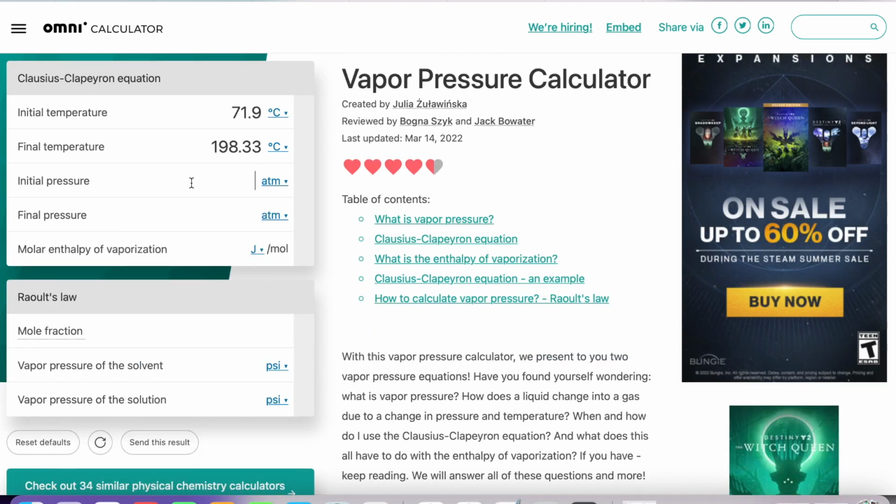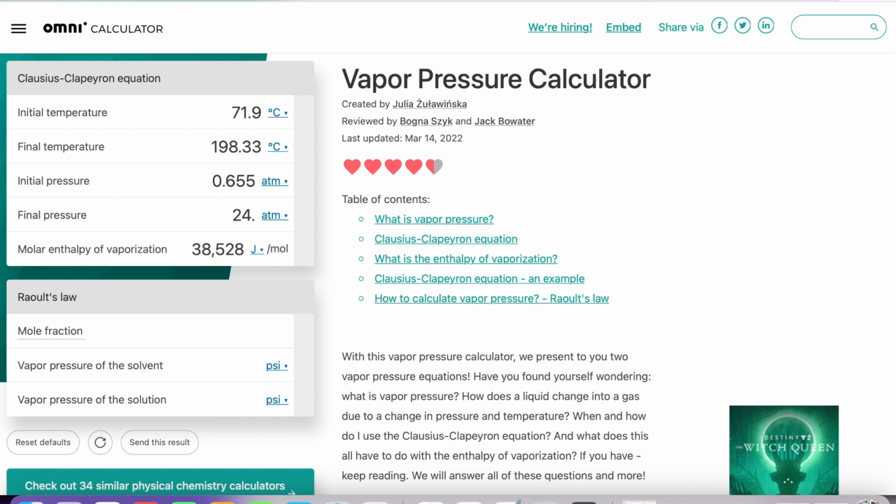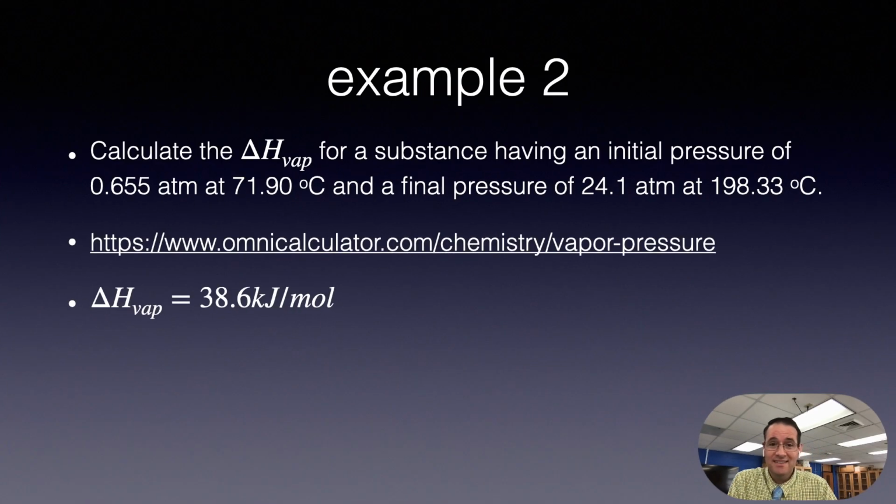So the initial pressure is 0.655, that's P1. And the final pressure is 24.1 atmospheres, okay? And we normally display this in kilojoules per mole, so the answer there is 38.57. Okay, so you can see how using the calculator is much simpler. There's the link. Check the video description below so you can just click on it. Heat of vaporization here for this substance, I believe, was isopropyl alcohol, pure 2-propanol, and it's 38.6 kilojoules per mole.